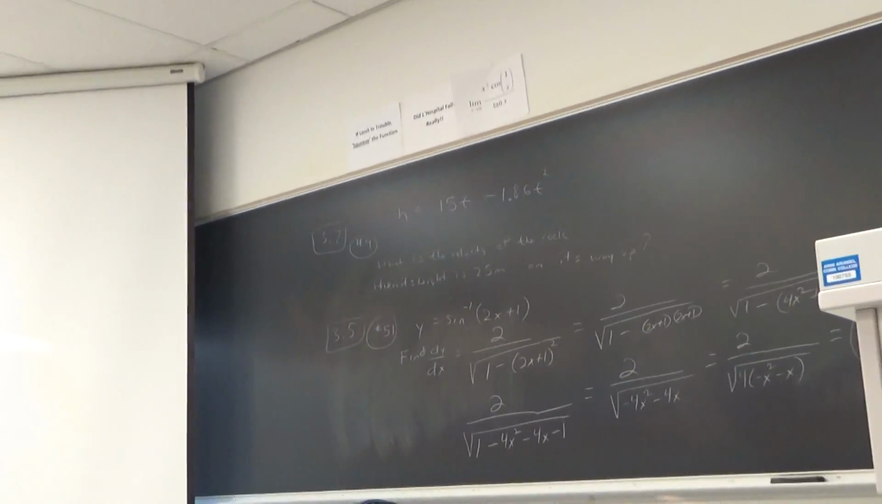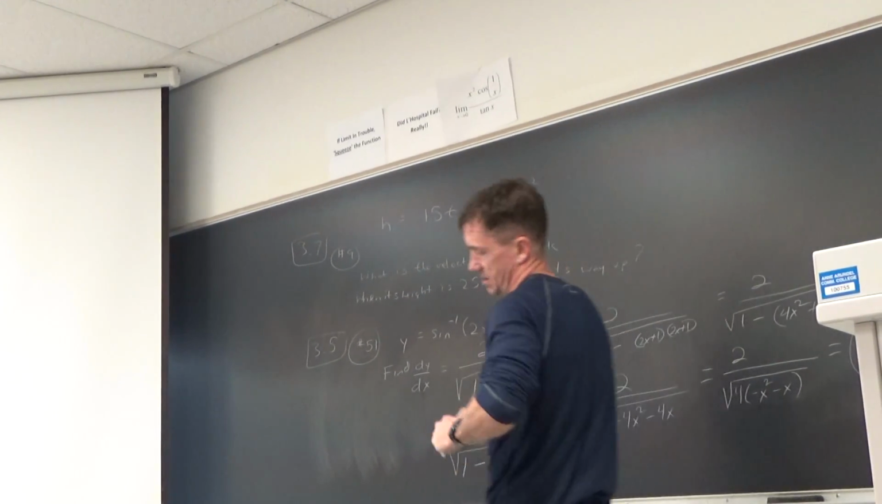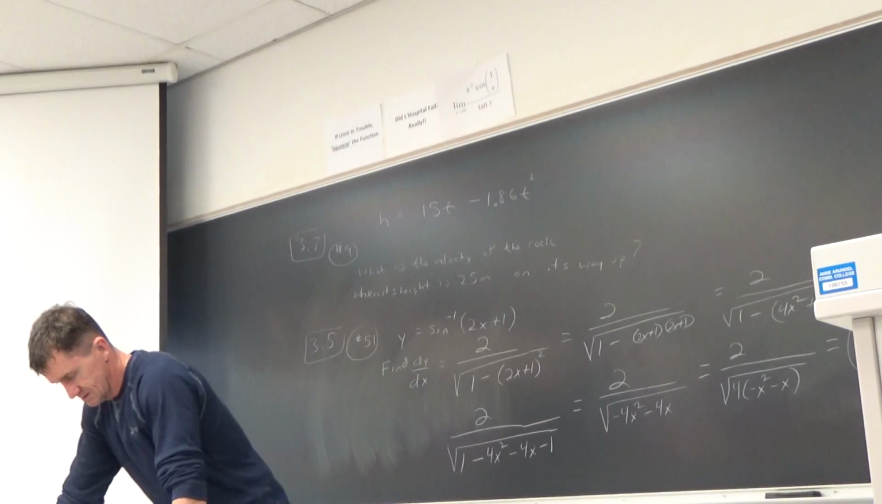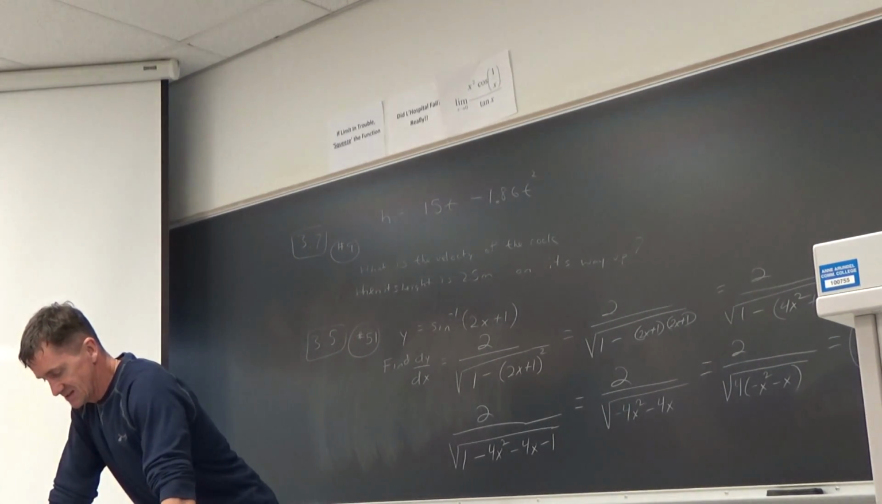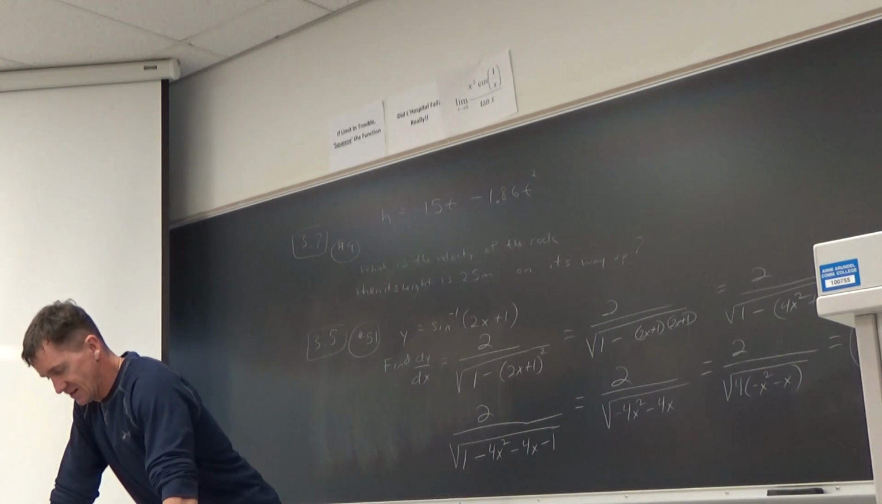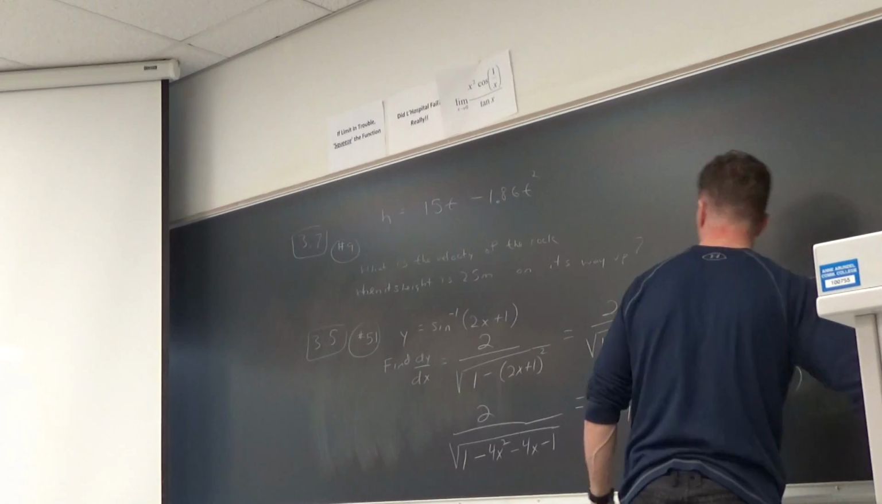Can you do 62 as well? You bet. 62, same section, right? Yeah. All right. I like this. Arctan of x squared minus x. Find the derivative. All right. Arctan.